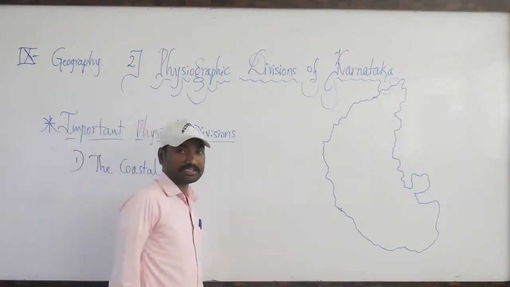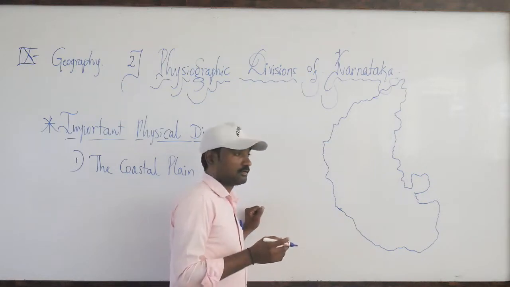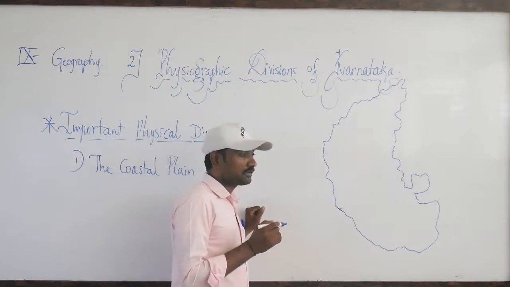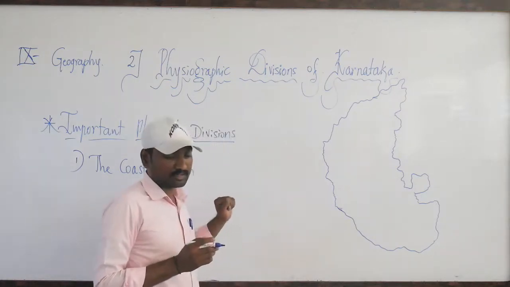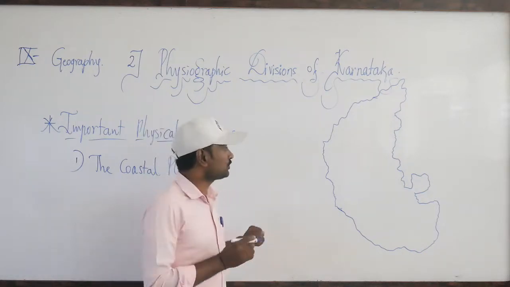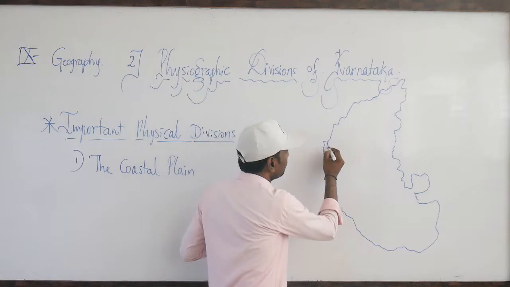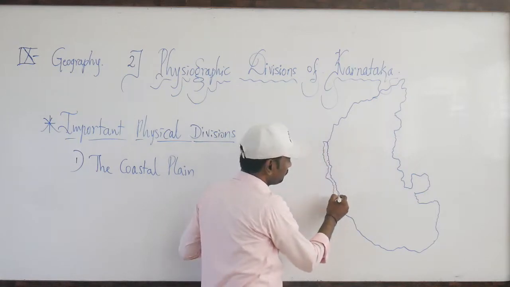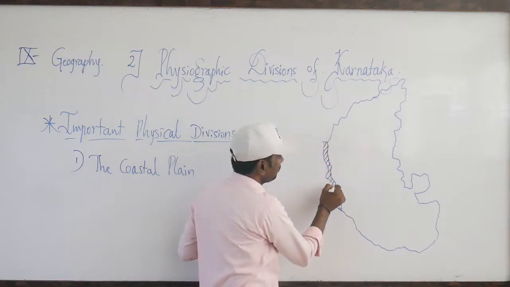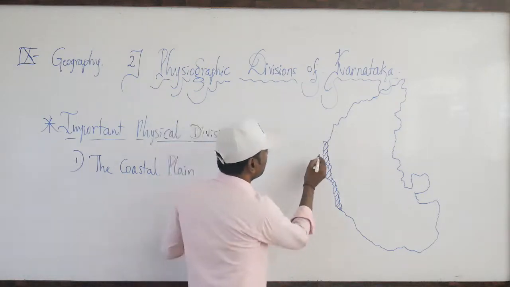Whenever you are answering in an annual examination, you don't mark only one point. The coastal plain, the Malnad region or the Maidan regions are there. This coastal area extends from Karwar up to Mangalore. So this is the coastal plain, the first physical division of Karnataka.